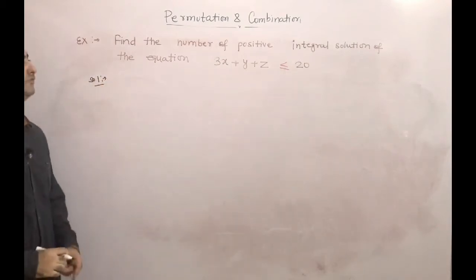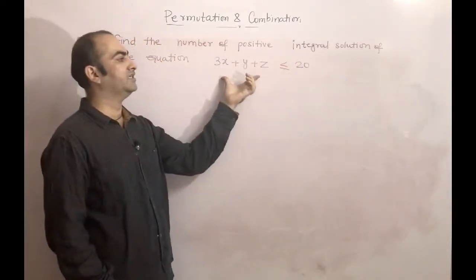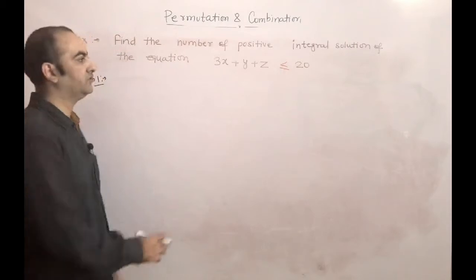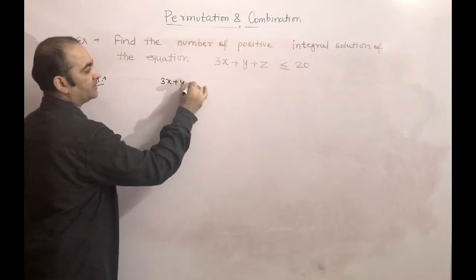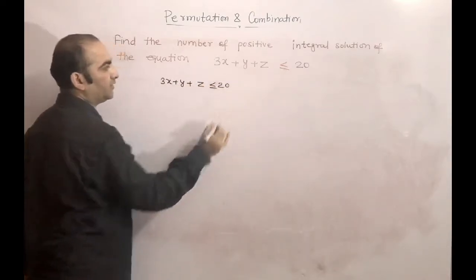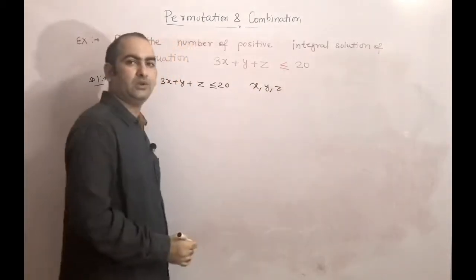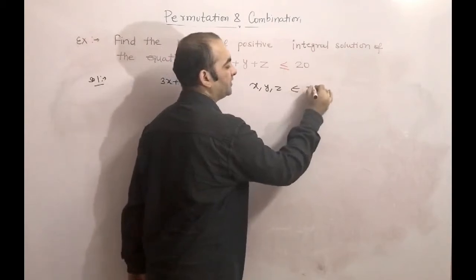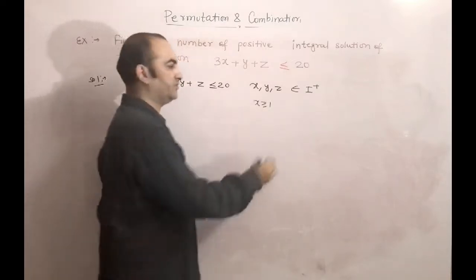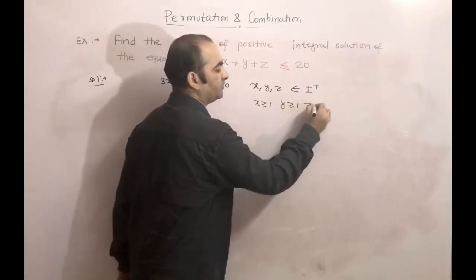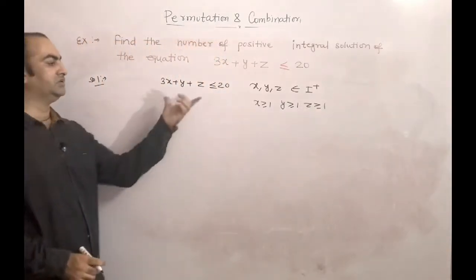In this problem we want to find the number of positive integral solutions of the equation 3x + y + z ≤ 20, where x, y, z belong to the positive integers, I plus. So we can say that x should be greater than or equal to 1, y should be greater than or equal to 1, and z should be greater than or equal to 1. We have to find the solutions of this equation.